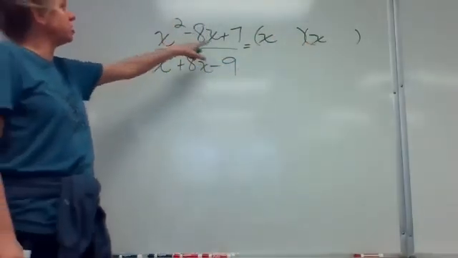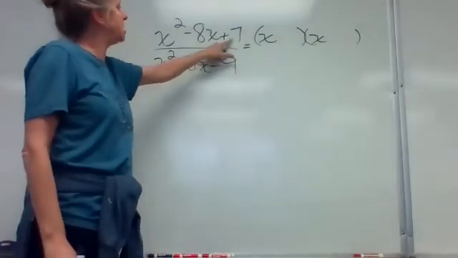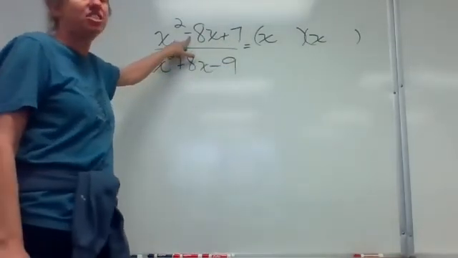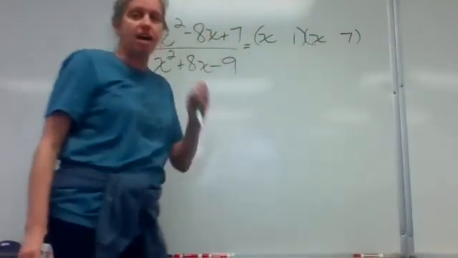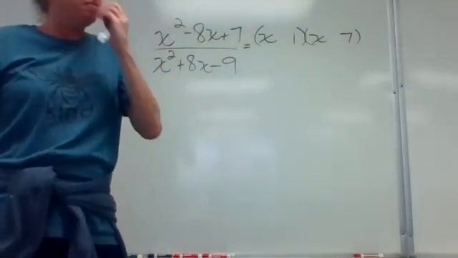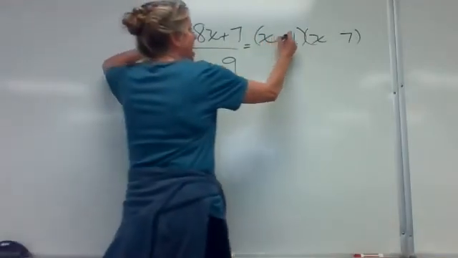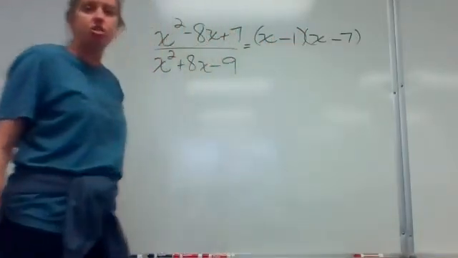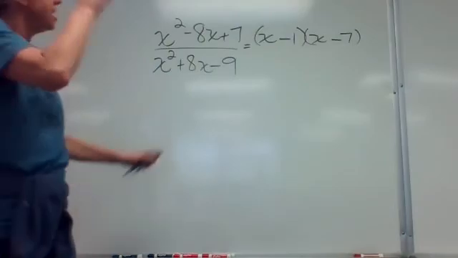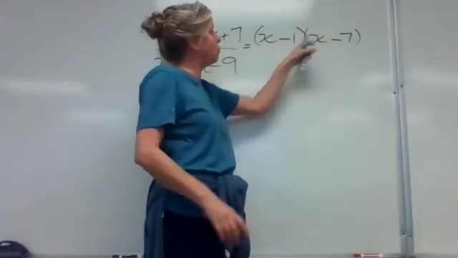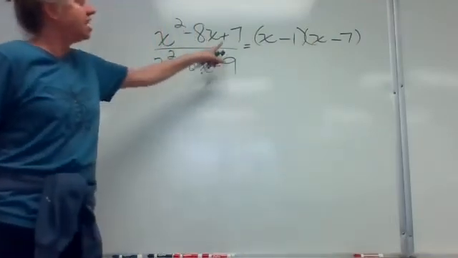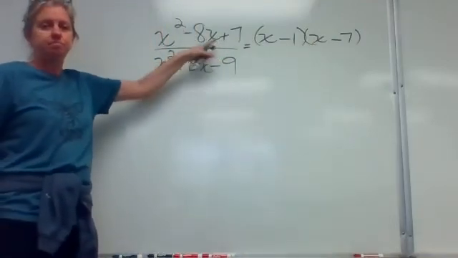So now I need numbers that are multiplying to give me +7 and at the same time adding to give me -8. First of all, there's only one way to multiply. You're going to have to use 7 and 1, right? But if those are going to add to -8, they're going to both need to be negative, right? They still multiply to +7 because -1 times -7 is +7.